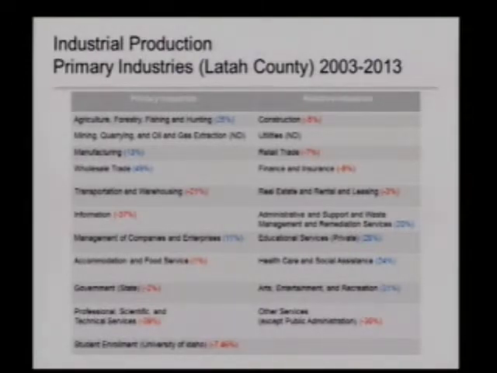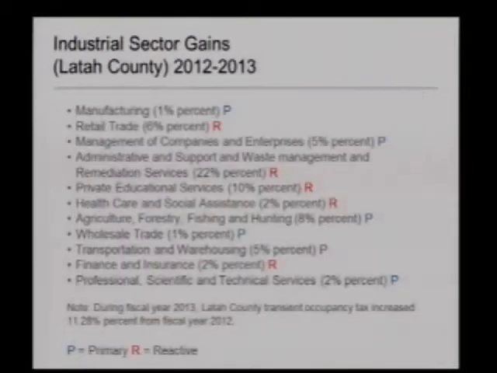But we saw big drops in construction, which is a reactive industry, retail trade, finance and insurance, real estate, rental and leasing. Some of the larger gains as well were in management of companies and enterprises. But we lost government, state employees, and professional, scientific, and technical services really took a huge hit, and so did transportation and warehousing.